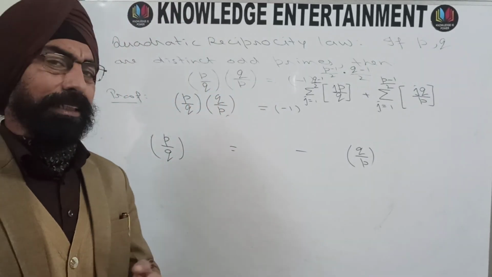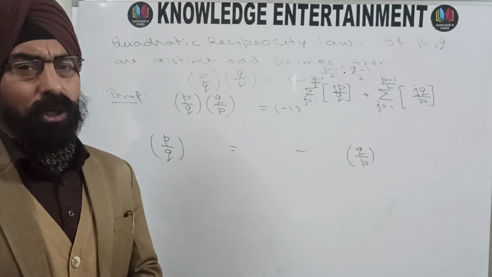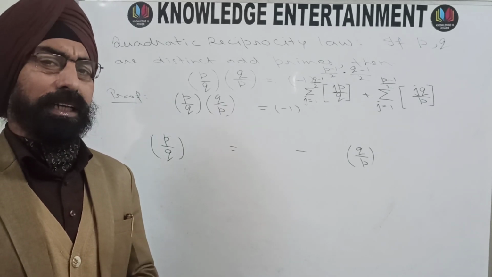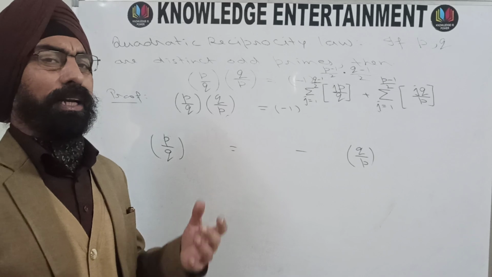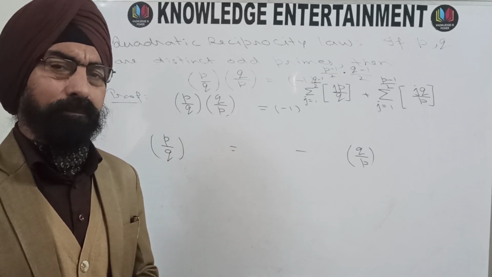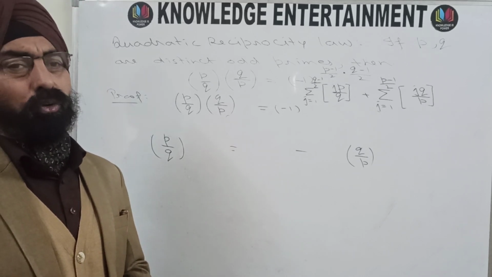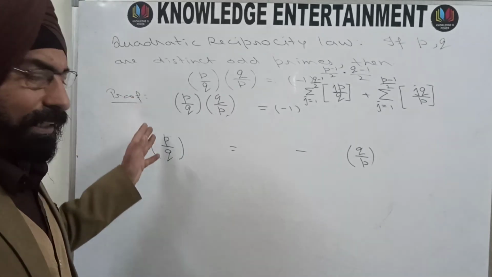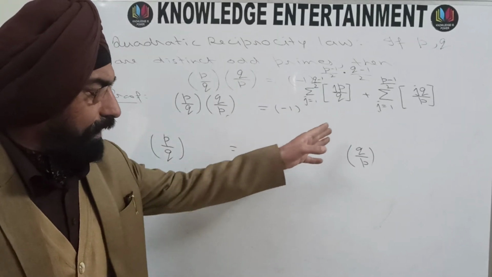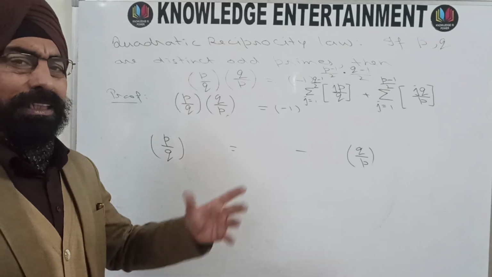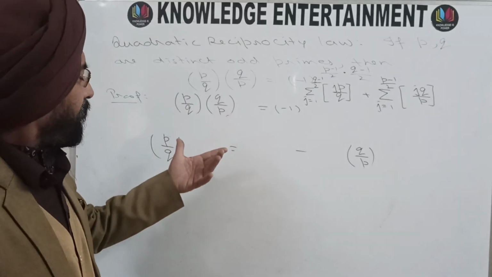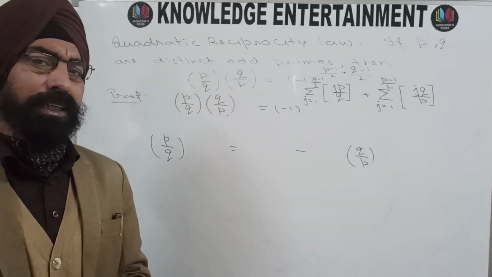So there are two things. If one of p or q, when divided by 4, gives remainder 1, then the Legendre symbol p by q is equal to the Legendre symbol q by p. And if both are of the form 4k plus 3, then the Legendre symbol p by q is equal to the negative of the Legendre symbol q by p. So these are some applications of this quadratic reciprocity law.